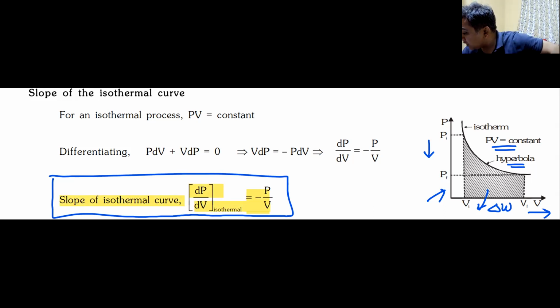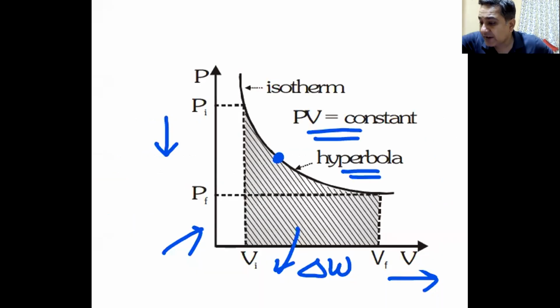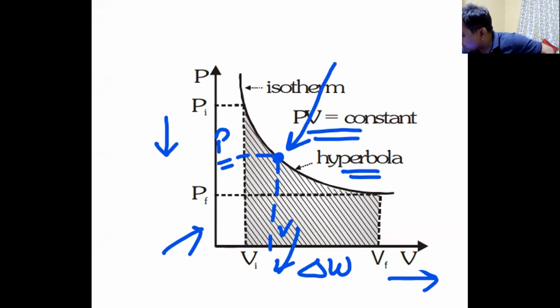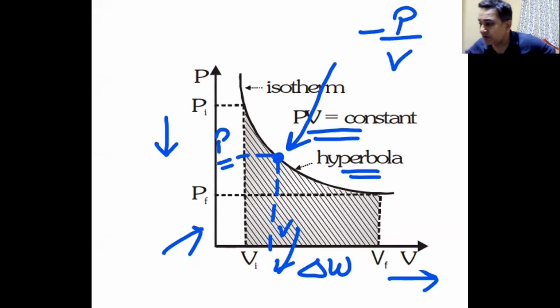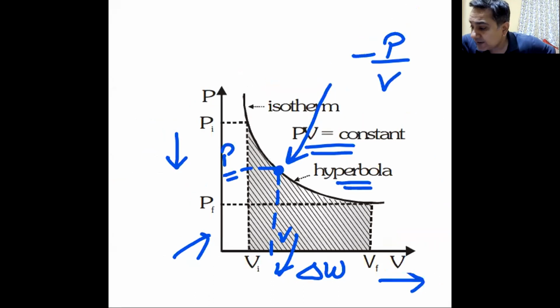That means at any point, if this is the point, I will just make it bigger for all of you to see while I am making my point. So basically, when I say the slope of the PV graph at any point, this is the point I have picked. The volume here is V, the pressure here is P, and the slope of this graph at this point will be minus P by V. Do we understand this?